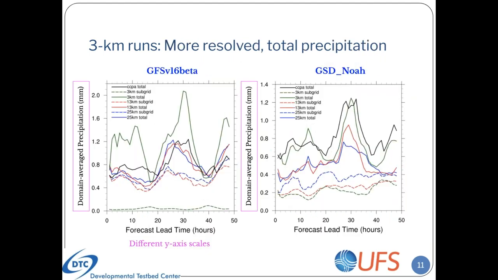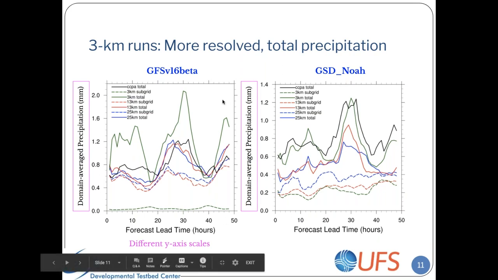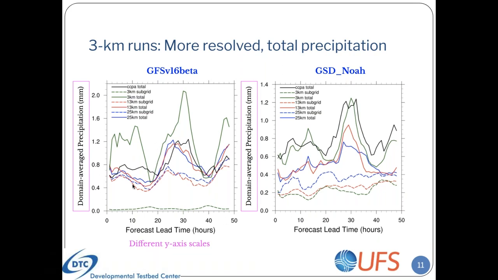So looking at the QPF forecast from these runs in a little bit more detail, domain average precipitation on the Y, forecast lead time on the X. The dashed lines show you the contribution from the convection scheme in the runs. Solid lines show you the total precip, and the black line is the observations.